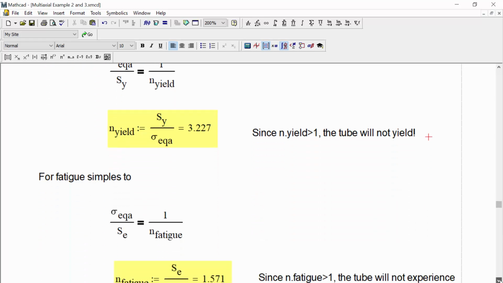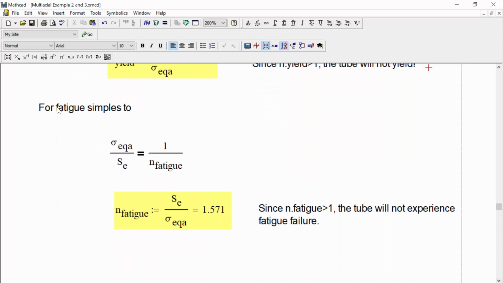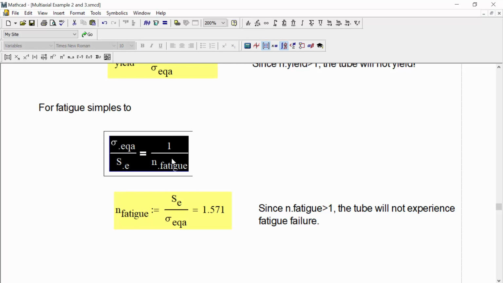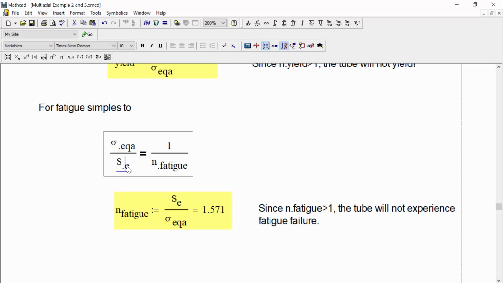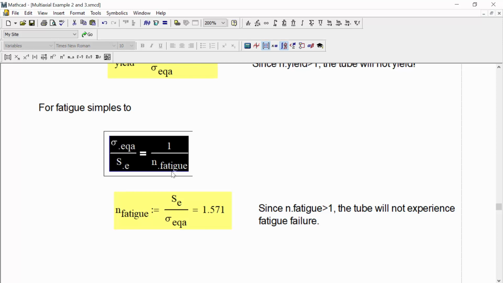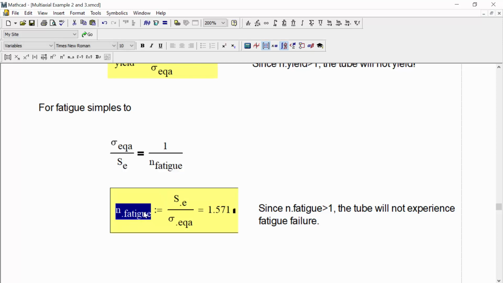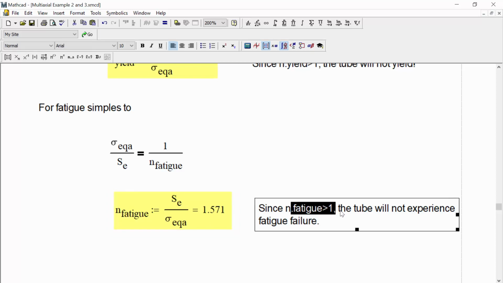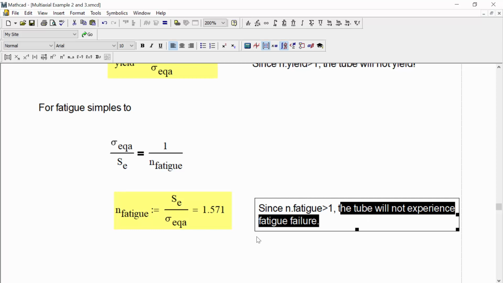All right, now let's do the fatigue case. For fatigue, the Goodman equation simplifies into the following case, where we keep SE and SU, but the mean stress is equal to 0, so we get this simple equation. We rearrange and solve. N fatigue is equal to the modified endurance limit divided by the von Mises stress amplitude. We find that it's equal to 1.571. Since that factor is greater than 1, the tube will not experience fatigue failure.